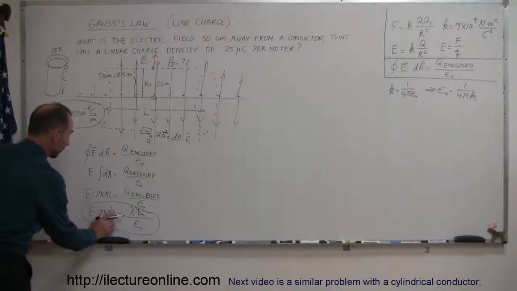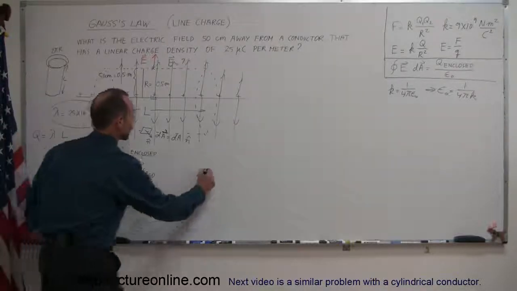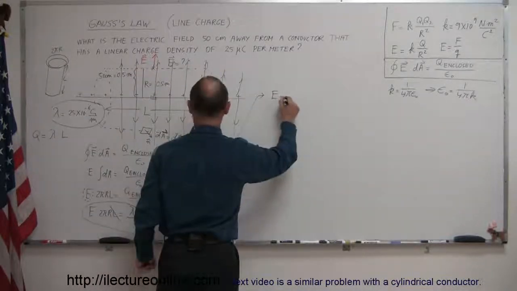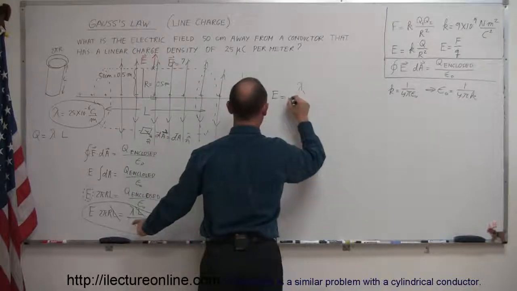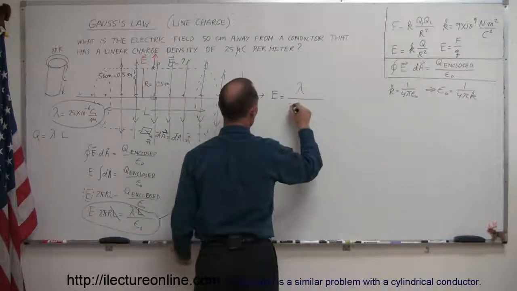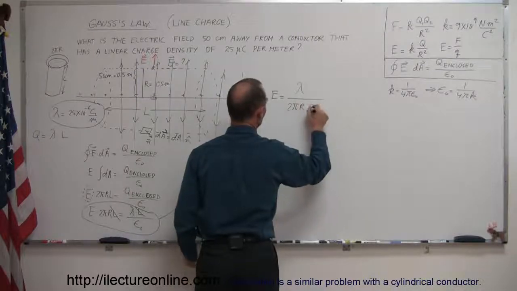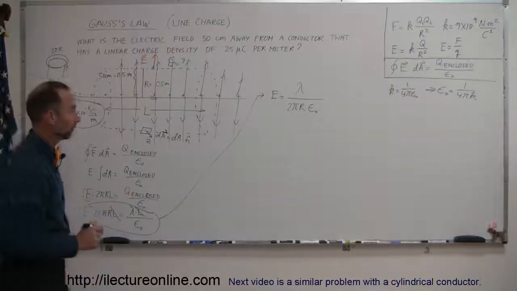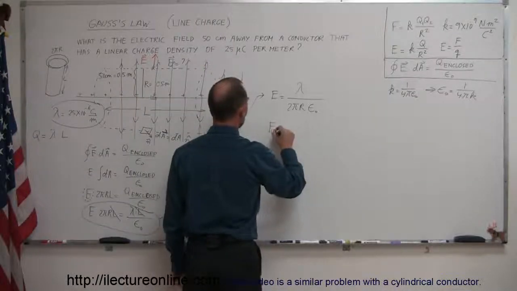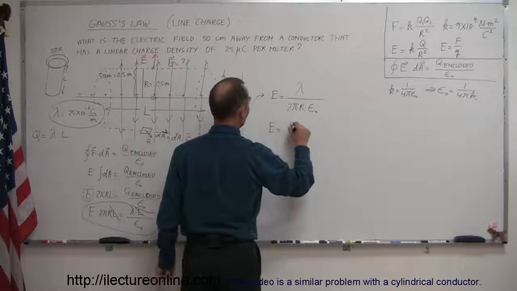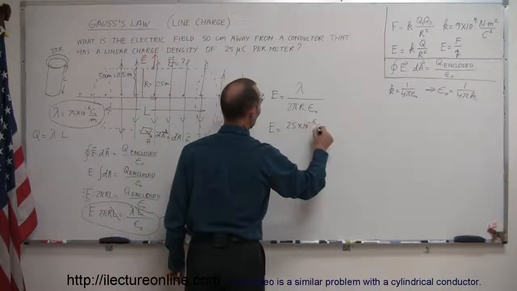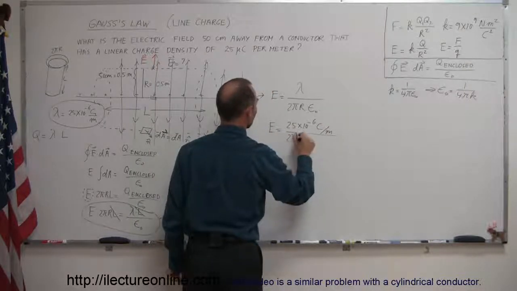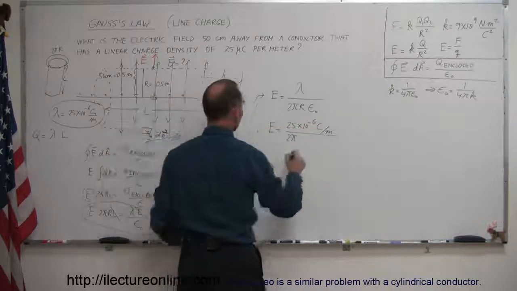So we're now going to divide both sides by 2 pi r. When we do that, we have the strength of the electric field at the location of interest is equal to the charge per unit length divided by 2 pi r times epsilon sub naught. And then if we plug in the values, we can say that E is equal to 25 times 10 to the minus 6 coulombs per meter divided by 2 pi times r. Now r would be 0.5 meters.